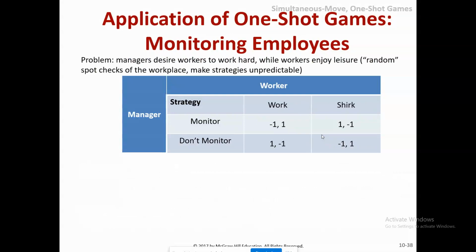For some games, there's no Nash equilibrium. For example, managers desire workers to work hard, while workers enjoy leisure. They want to play. They want to slack. This is the outcome for payoff pairs. The interpretation is as follows.